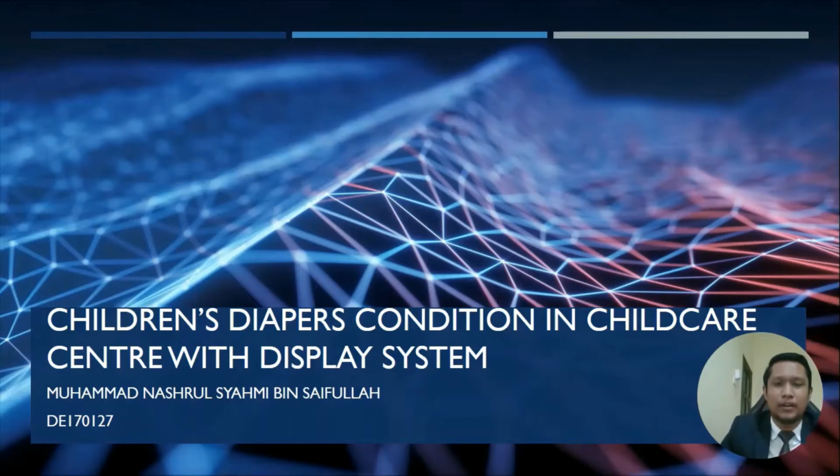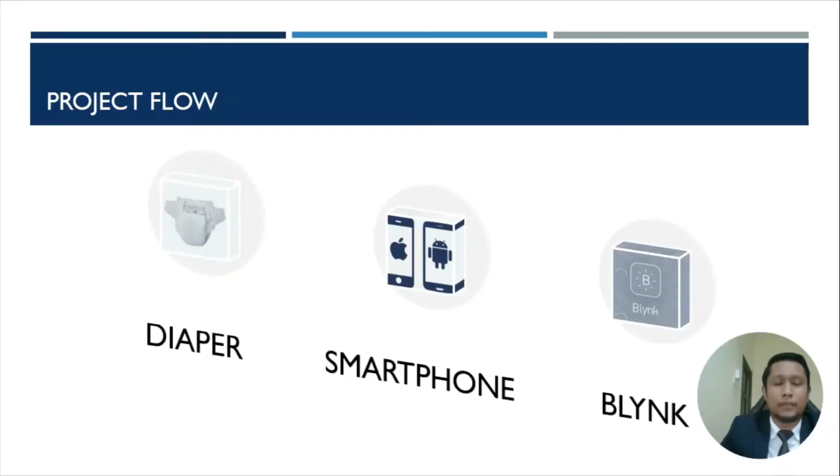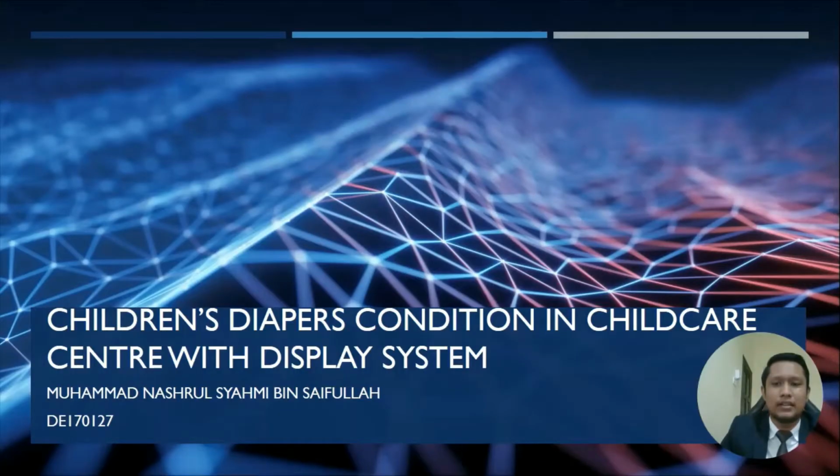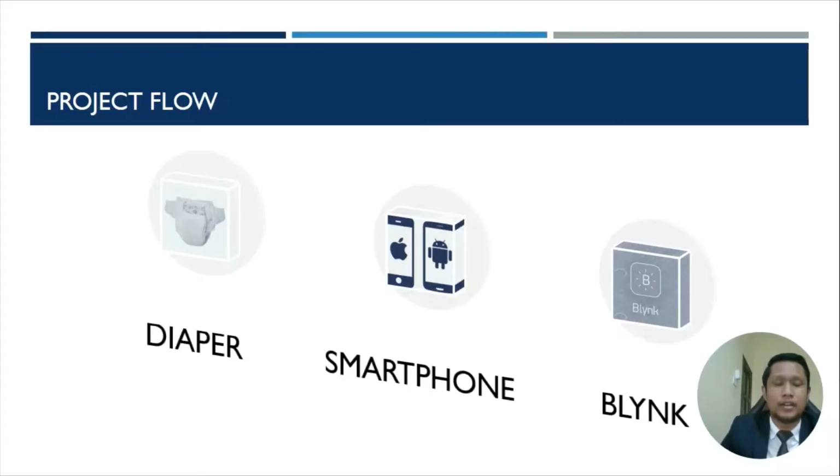Now I present to you my final year project 2, titled Children's Diapers Condition in Child Care Center with Display System. So for my project, the device project flow. As we know from the title, the first purpose for this project is to detect the diaper. It will detect whether the diaper is wet or not, and then the output result will be sent to the user's smartphone in the Blynk application via Wi-Fi network.